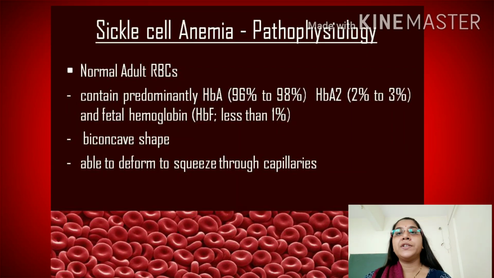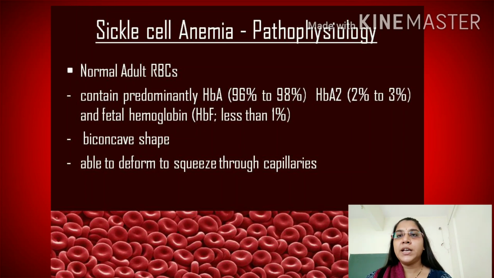Now, what is the pathophysiology? Next we are going to see the pathophysiology of sickle cell anemia. Firstly, the normal adult RBC contains HbA, up to 96 to 98%, HbA2 up to 2 to 3%, and fetal hemoglobin, the hemoglobin present at the time of fetal development, which is less than 1% in adults. With this hemoglobin content, the RBCs are of biconcave shape.